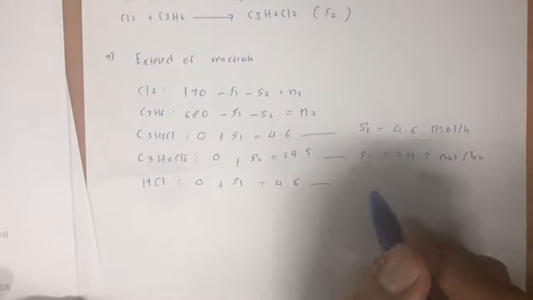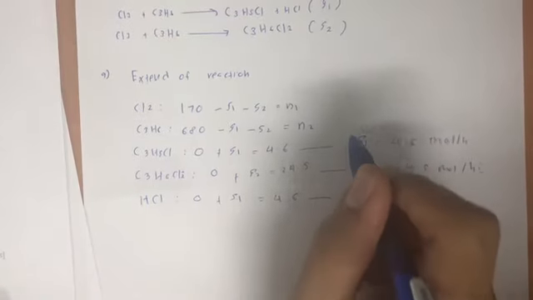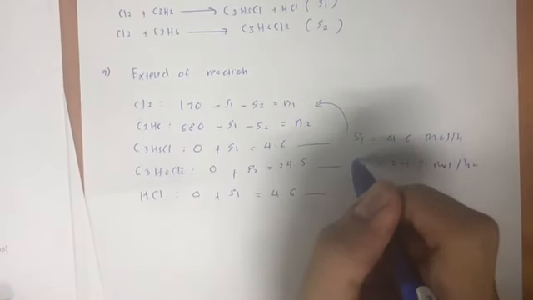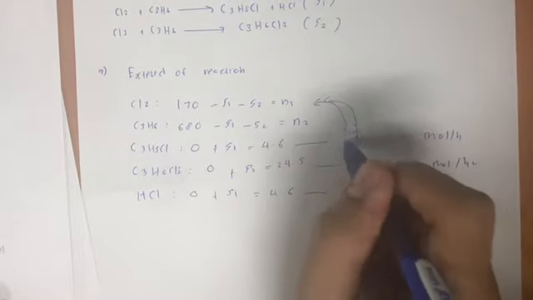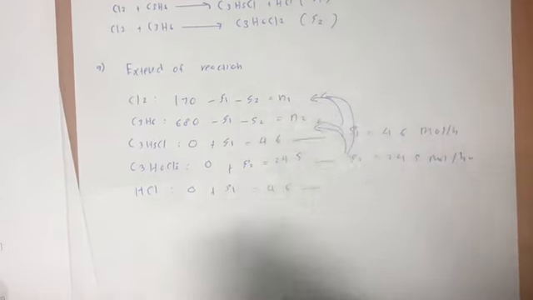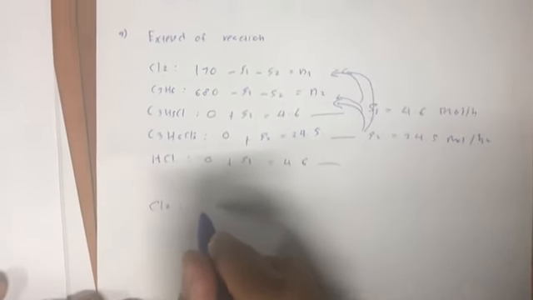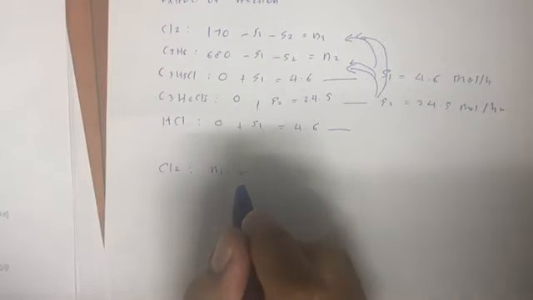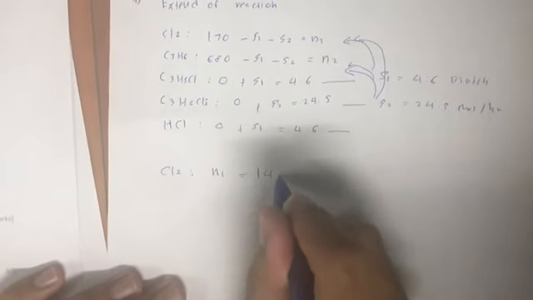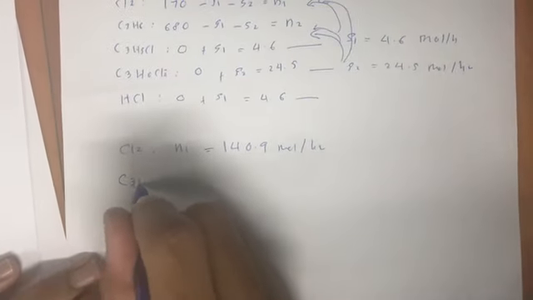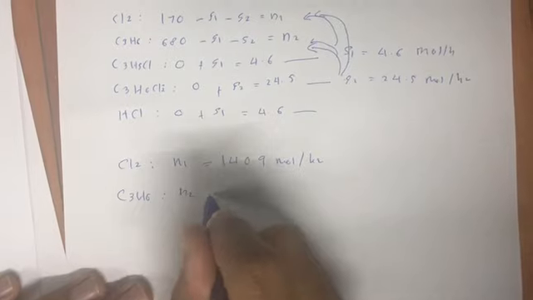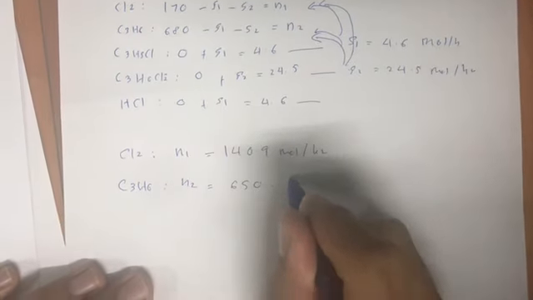So we substitute the values of C1 and C2 into Cl2 and C3H6. Then for Cl2, the value of N1 is equal to 140.9 mole per hour, and for C3H6, the value of N2 is equal to 650.9 mole per hour. So this is our answer.